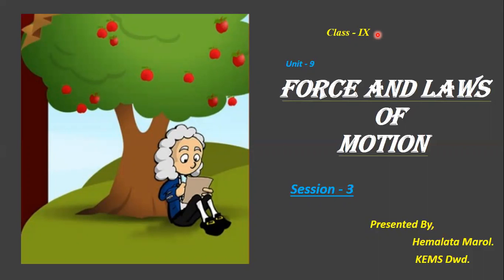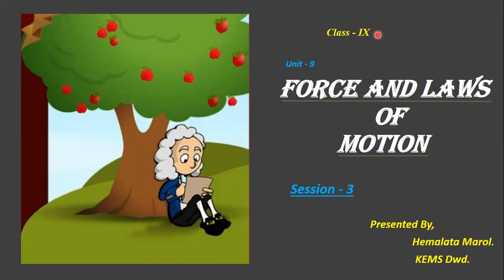And also, the first law of motion can be mathematically stated from the mathematical expression for the second law of motion, that is F equals m into (v minus u) by t. Here m is the mass, v is the final velocity, u is the initial velocity, and t is the time.